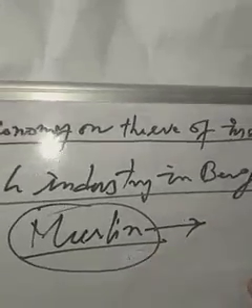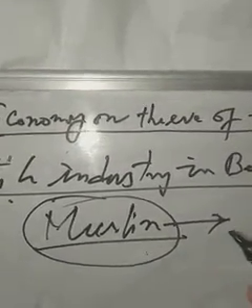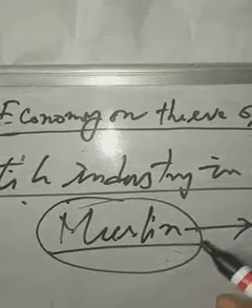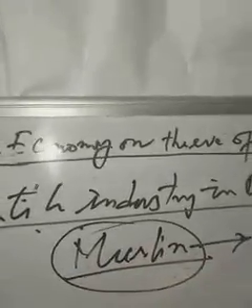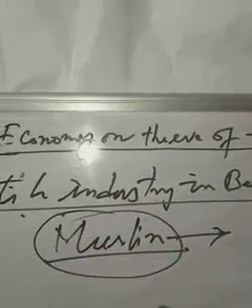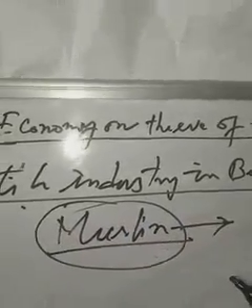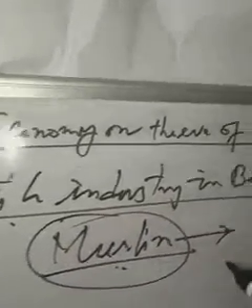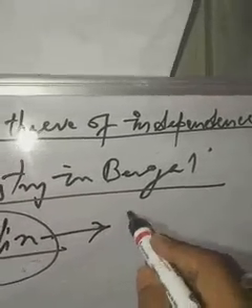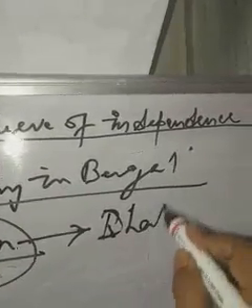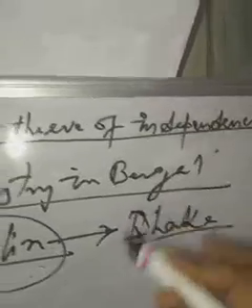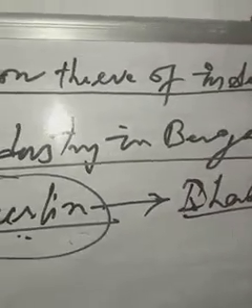For its extraordinary quality of cotton, muslin got fame and reputation at that time. This muslin was basically made in Dhaka, the capital city of Bangladesh.